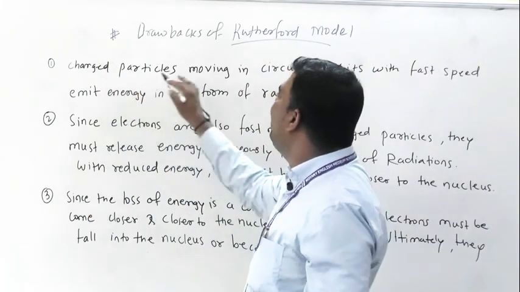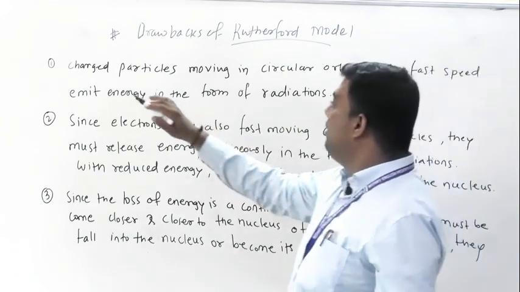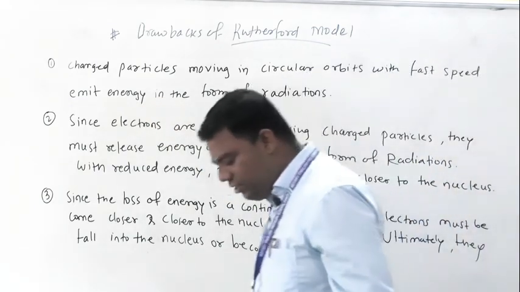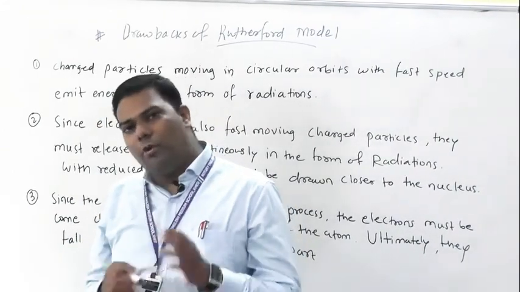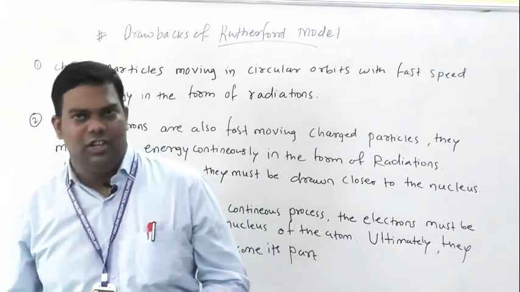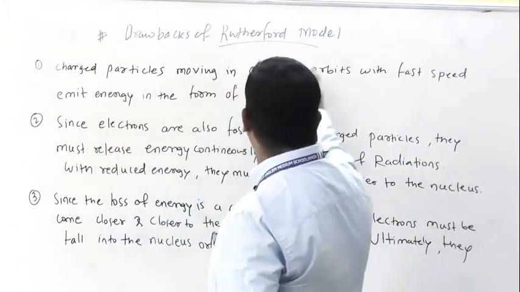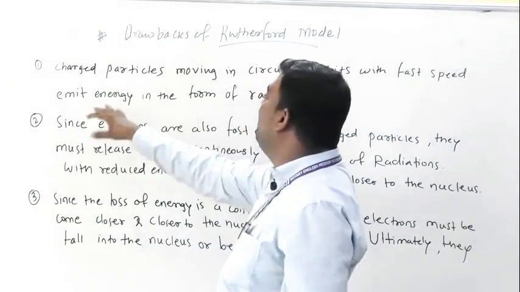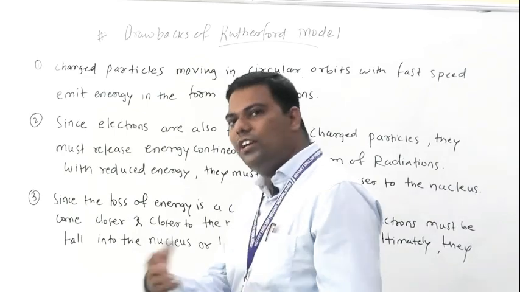According to this, charged particles moving in circular orbits with fast speeds emit energy in the form of radiation. Rutherford said that in a circular orbit the electrons are not stationary, and they are losing energy. So charged particles moving in circular orbits with fast speeds emit energy in the form of radiation, as Maxwell said.